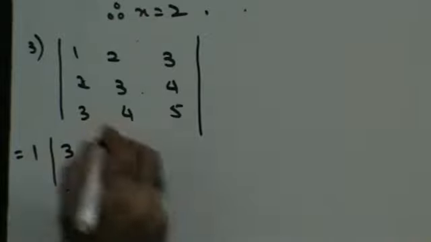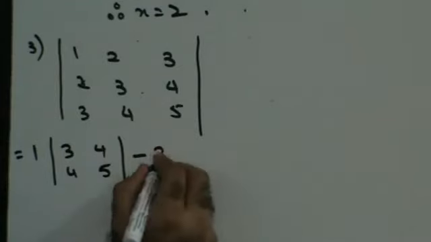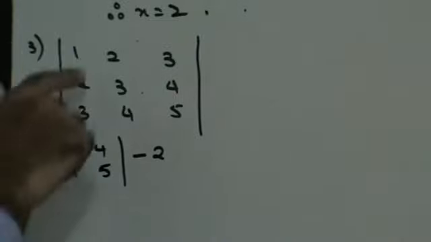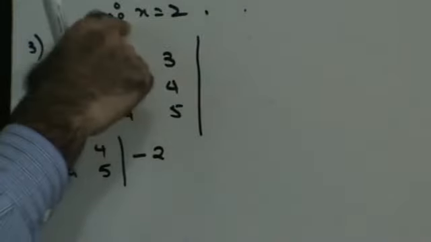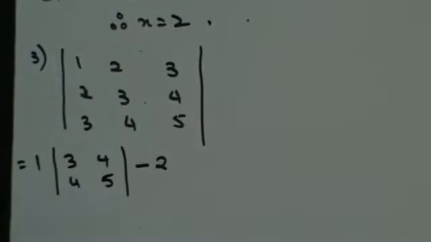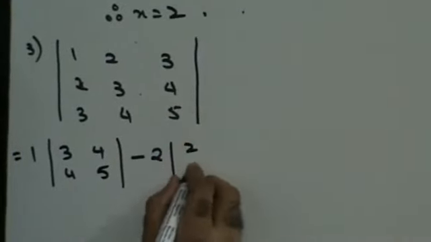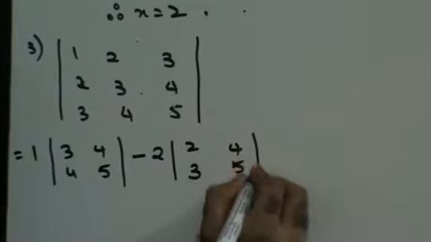If I cannot take the first row and the first column, the numbers that remain with me are 3, 4, 4, 5, minus. Why minus? That's a part of the formula. Take the second element of the first row. So if I am taking 2, that means I cannot take the first row and the second column. If I leave the first row and the second column, what remains is 2, 3, 4, 5.